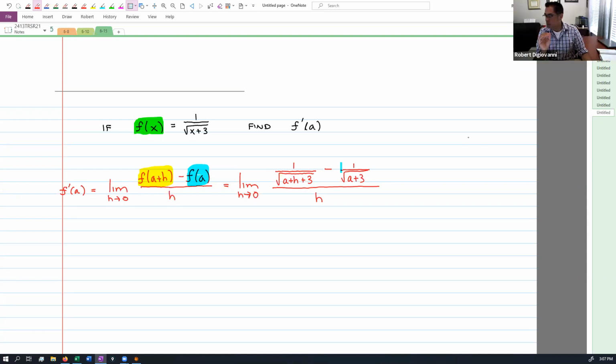Go ahead, Bree. Okay, so you're going to multiply the first fraction by the square root of a plus 3 on top and bottom. Just the square root of a plus 3, because that's what the other one has. Yeah, that's right. On the other one, you do the square root of a plus h plus 3. Yeah, that's one.